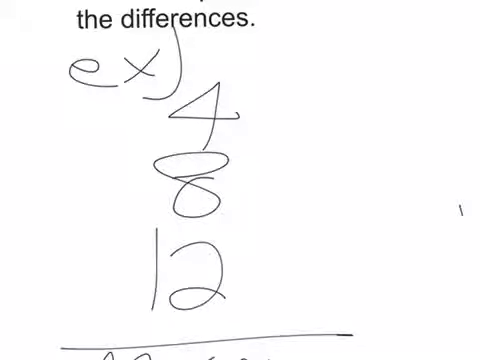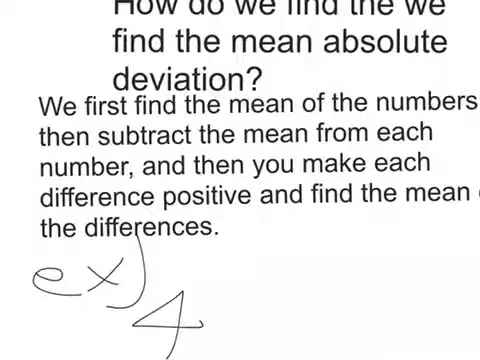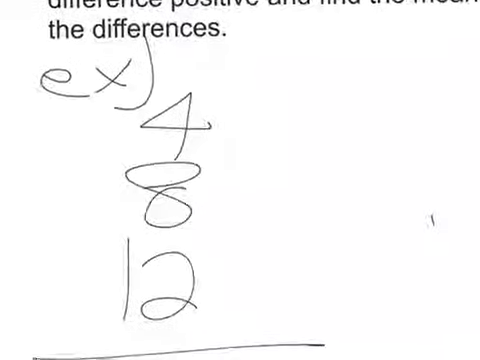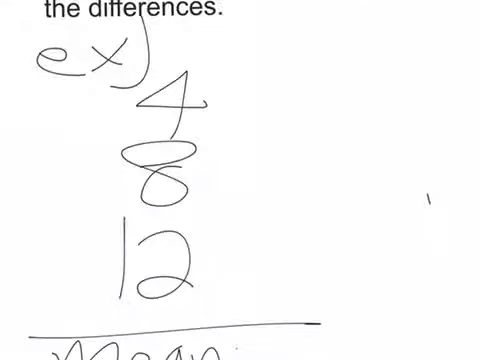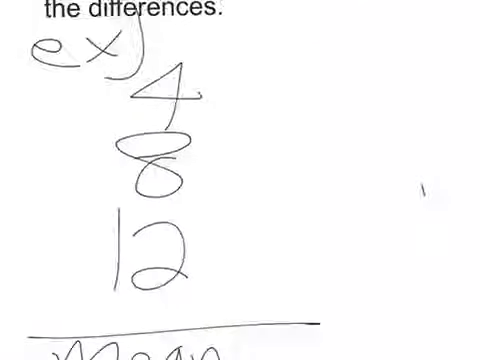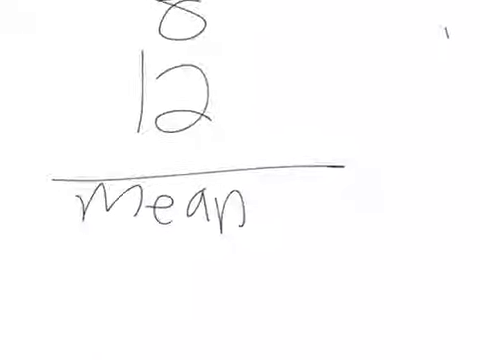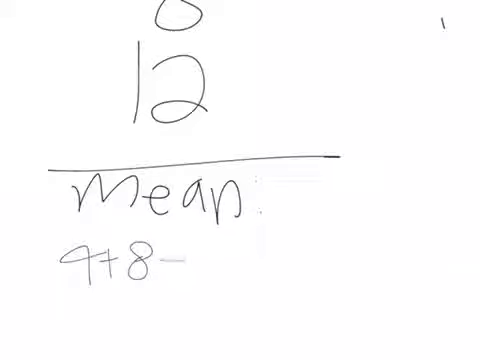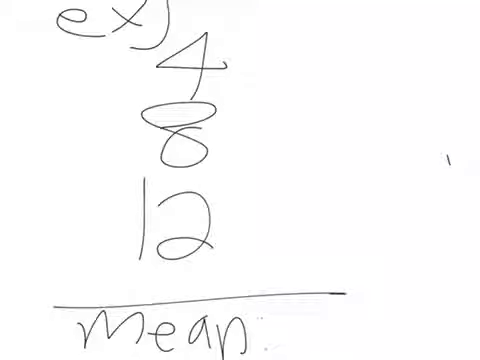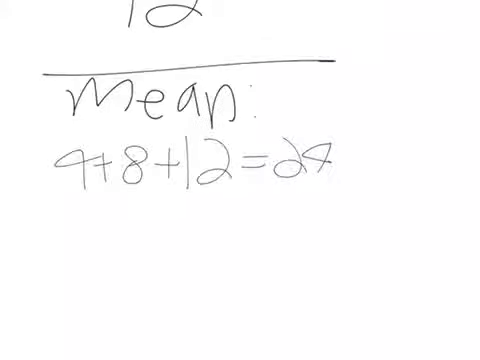We have to first find the mean of the numbers 4, 8, and 12. So we have to add them up. 4 plus 8 plus 12 gives you 24. And then there are 1, 2, 3 numbers, so we have to divide 24 by 3, which will give you 8. Yes, that means the mean will be 8.